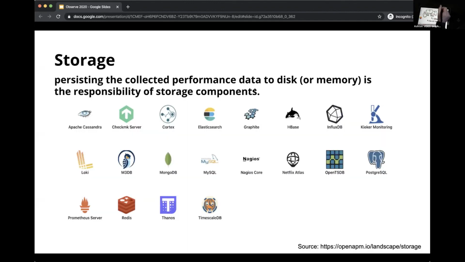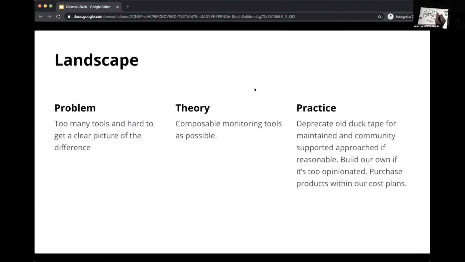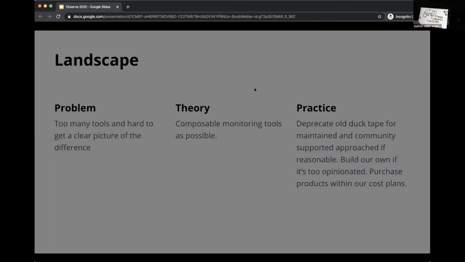And then we have our data storage solutions where we will store our logs or store our metrics or store our traces. So one of the problems that we had with the landscape was that it was too many tools. And we want our theory to just stick with being composable monitoring tools as possible. And so what we wanted to do was deprecate some of the old duct tape in our infrastructure and build our own if it's too opinionated, and then purchase products within our costs.